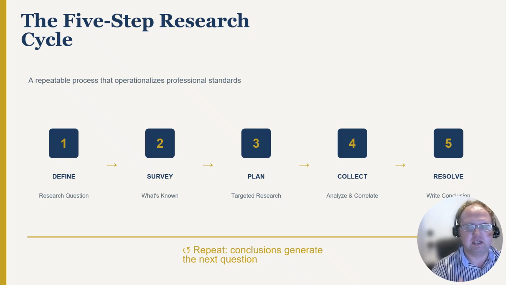The 5-step research cycle. Here's the operational framework you'll use for every research problem. Different programs label these steps slightly differently, but the functional cycle is universal. Step number 1, define a focused research problem or question. This is where most beginners go wrong. They start searching before they know what they're looking for. They hit the search button for an ancestor without thinking about the specifics.